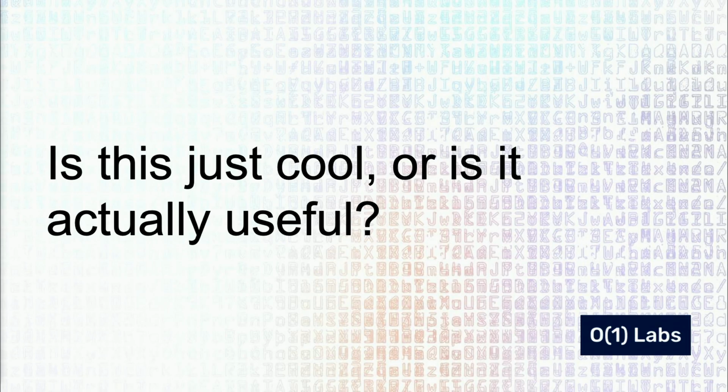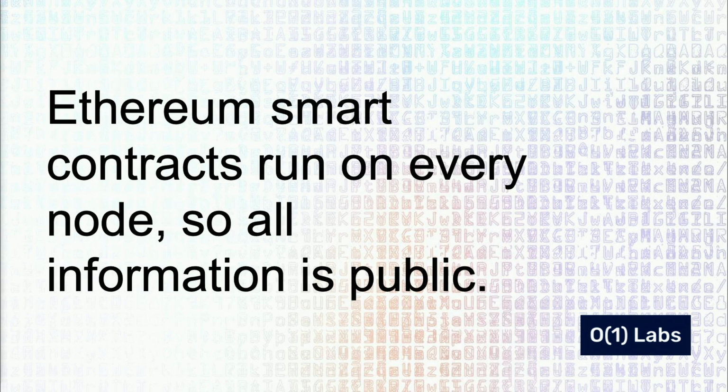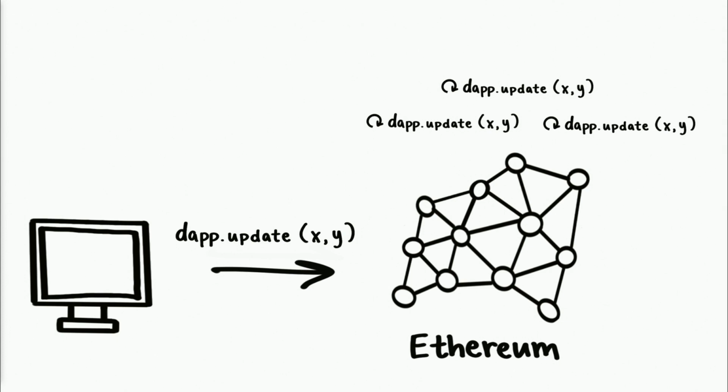And so this is cool, but it's also useful, actually. Yeah, it's both cool and useful. And there's quite a few reasons. The first is privacy. Ethereum smart contracts run on every node, so all the information is public. Yeah, you can see here's an Ethereum example.